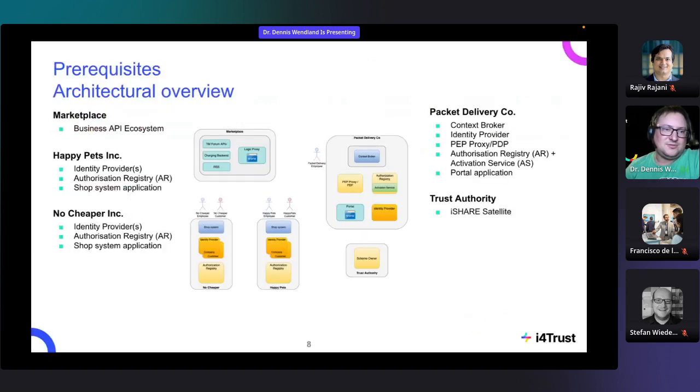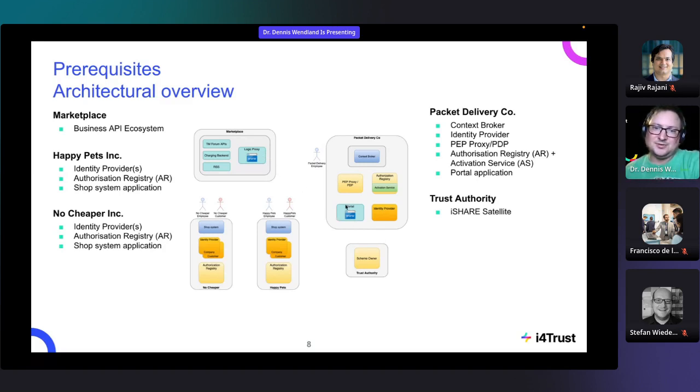Now, for the demonstration and the setup, some prerequisites so that we know what's going on. Just giving an overview of the actual architecture of these different organizations in our data space. On the one hand, we have the marketplace, which we have also learned about from Francisco now, which is based on the business API ecosystem. We have this organization of the packet delivery company, where we have different components, especially the context broker, of course, where the actual delivery order entities are stored. There's an IDP, which is used for login purposes, as also presented, for instance, when such an employee of this packet delivery company would like to log in on the marketplace to create offerings.